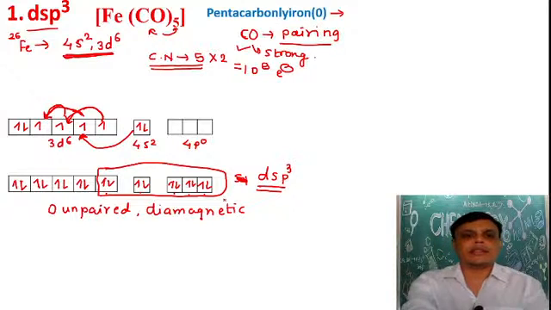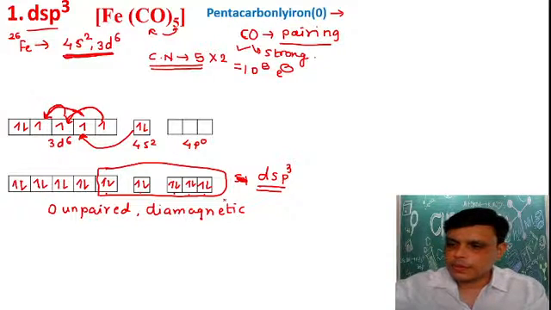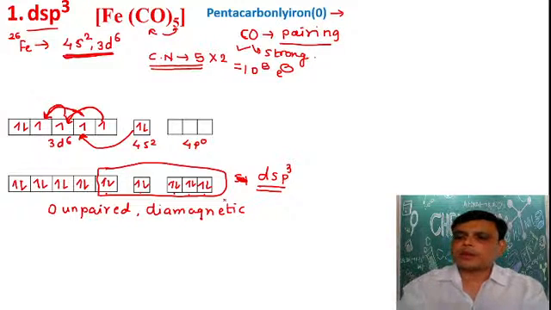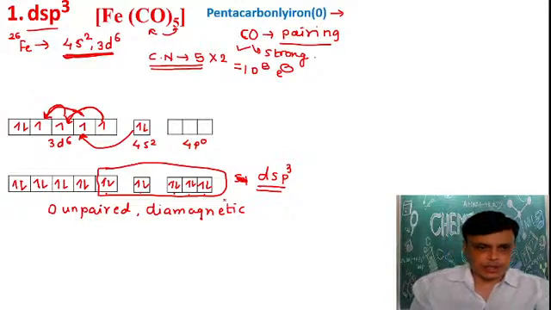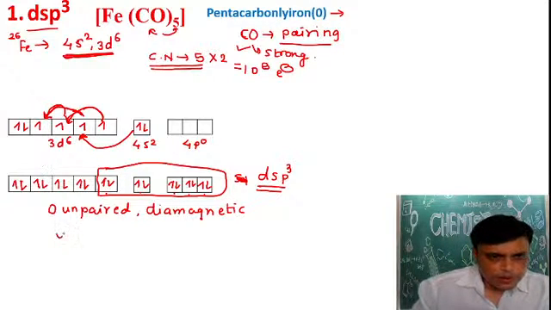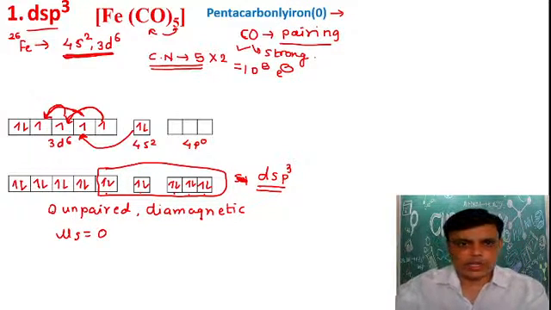Now tell me its magnetic moment. 0 unpaired electrons, as Krishna Priya said. Now tell me the magnetic moment. Magnetic moment will be 0. So mu s is equal to 0, because of 0 unpaired electrons. Okay, let's go.